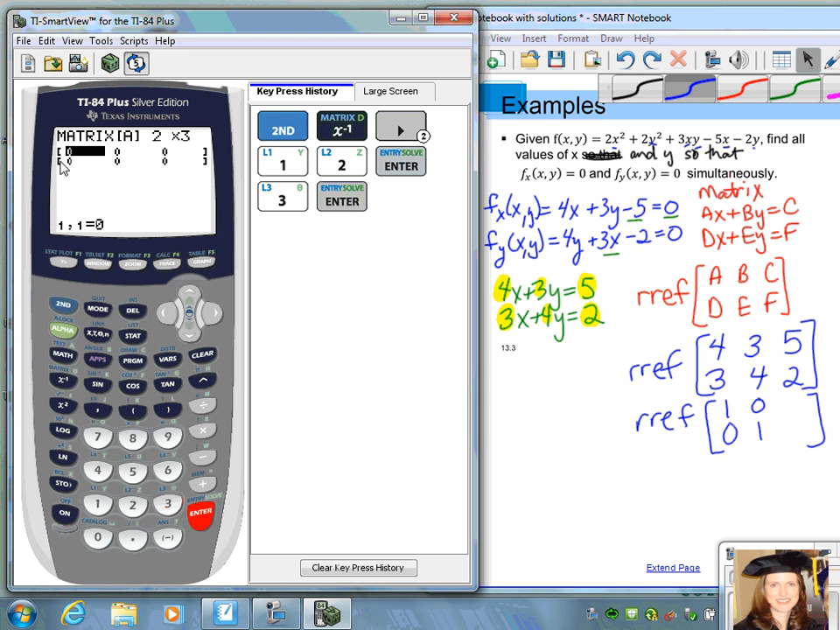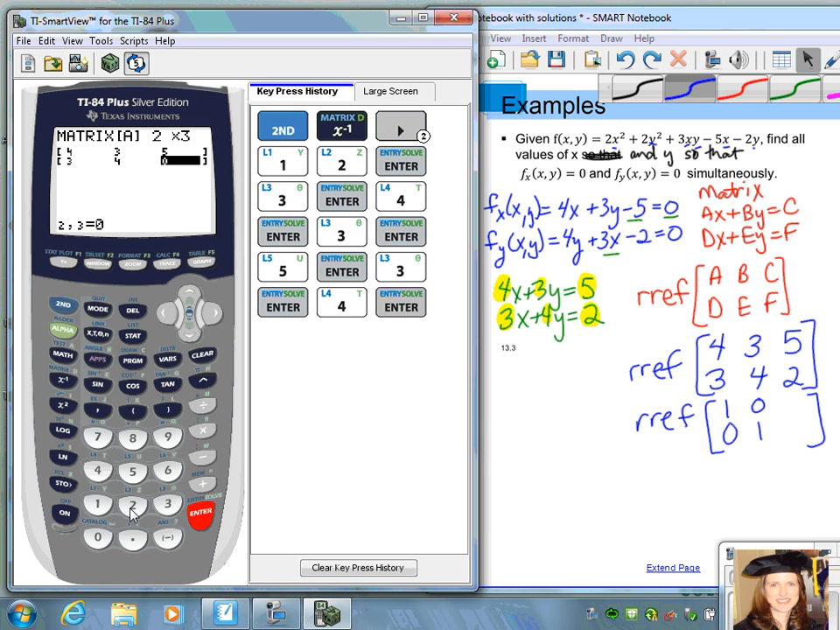So you see there are 6 spaces, and in those 6 spaces we're going to be putting the numbers here, 4, 3, 5, 3, 4, 2, and these are the numbers that we got by looking at the system of equations. We set each of those equal to 0, rearrange it a little bit, and just use those numbers. We're going to type in each number and then press enter after each one. And double check your matrix, 4, 3, 5, 3, 4, 2. Now I'm going to quit out of the matrix menu by pressing second and quit.